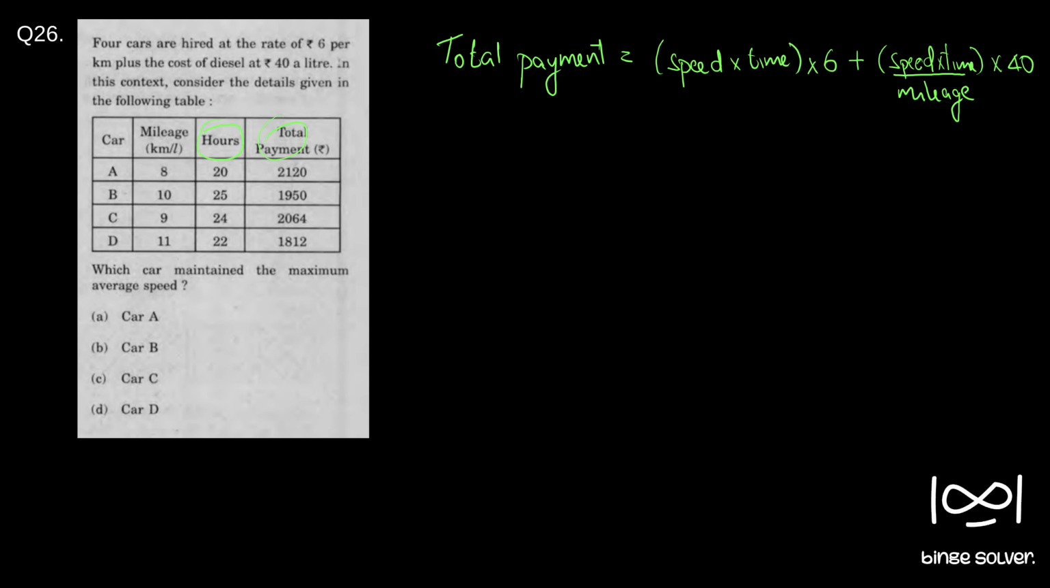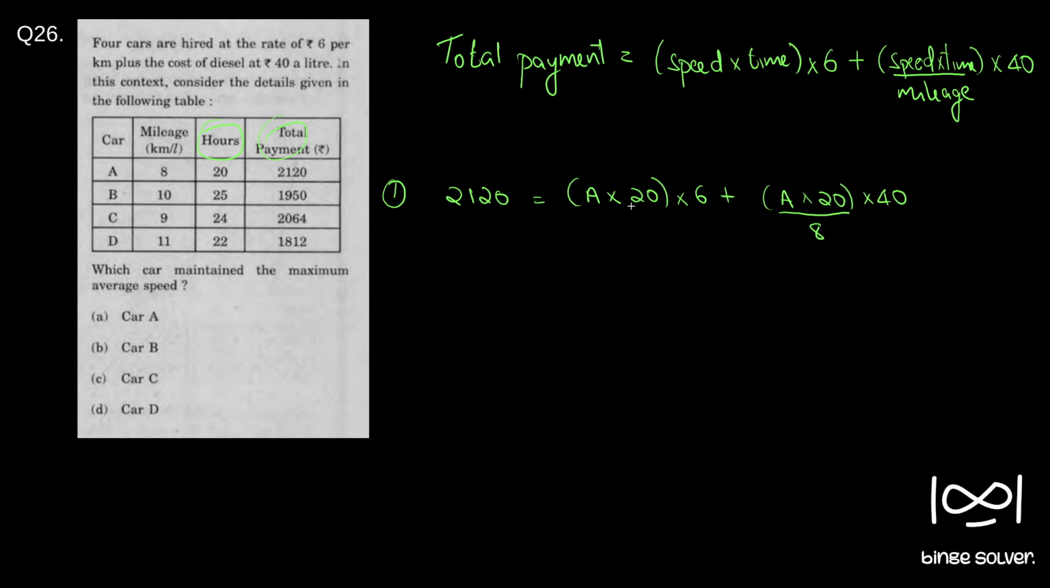So let's see. First case, for car A, total payment 2120 is equal to speed, let it be A, into time. Time is 20, into 6 plus A into 20 by mileage. Mileage is 8, into 40. So this is the equation.